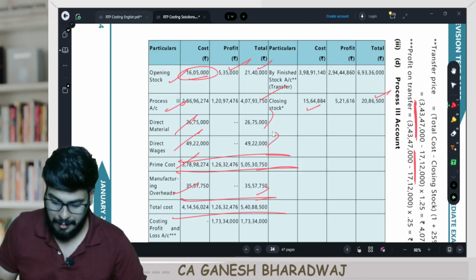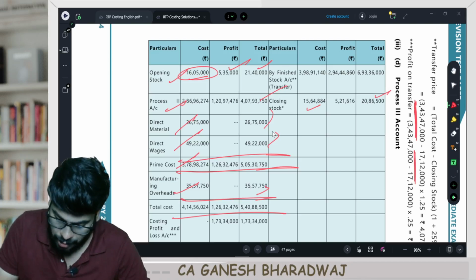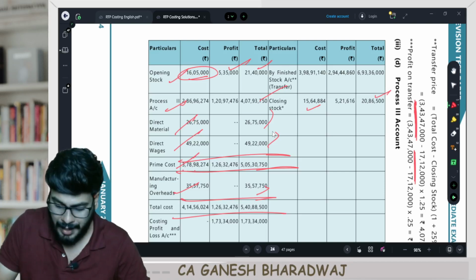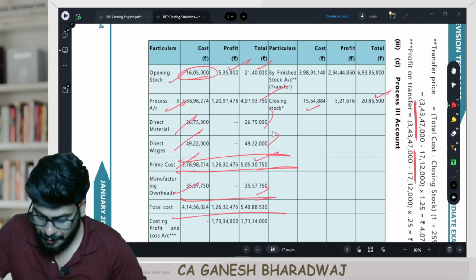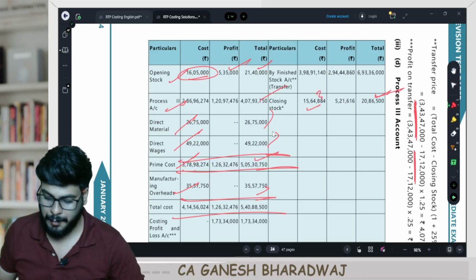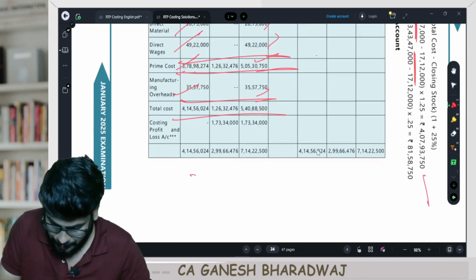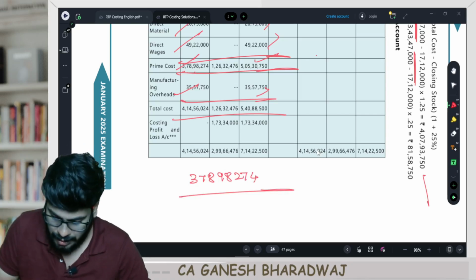Similarly, you can use this prime cost component. If the prime cost in the cost column is 378,98,274, the total value is going to be 5 crore and 5 lakh something. So here, if I have a total of 20,86,500, how much should be my corresponding cost? You proportionate it. So how will you do that? 3 crore 78 lakh 98,274. If that is the cost, the value is how much?